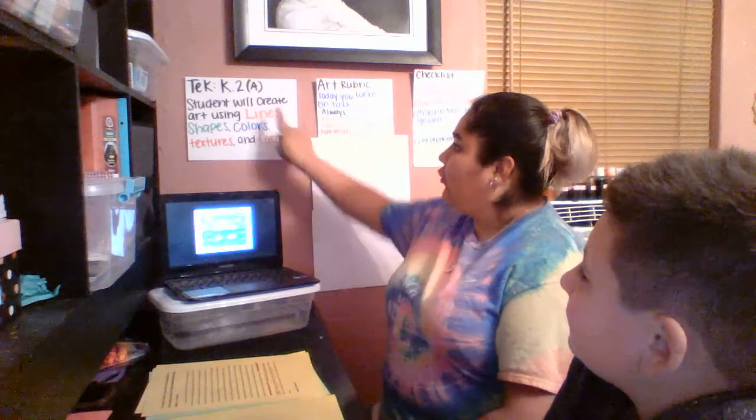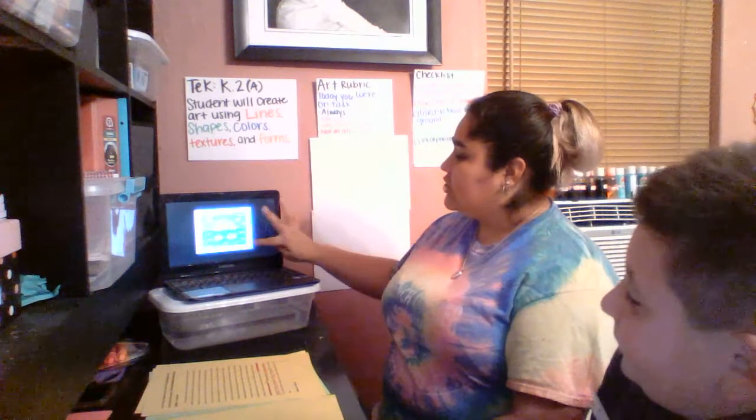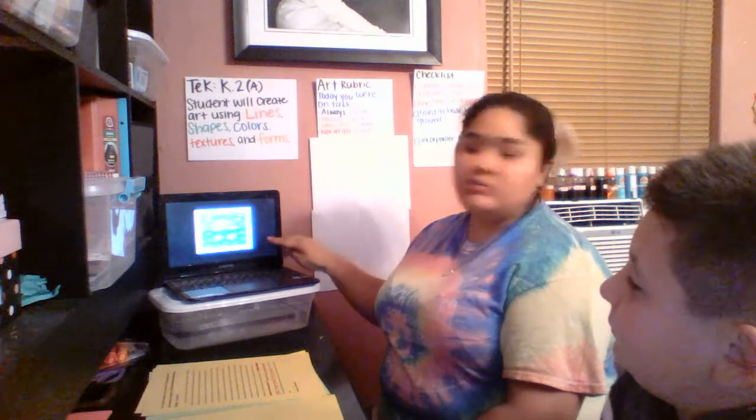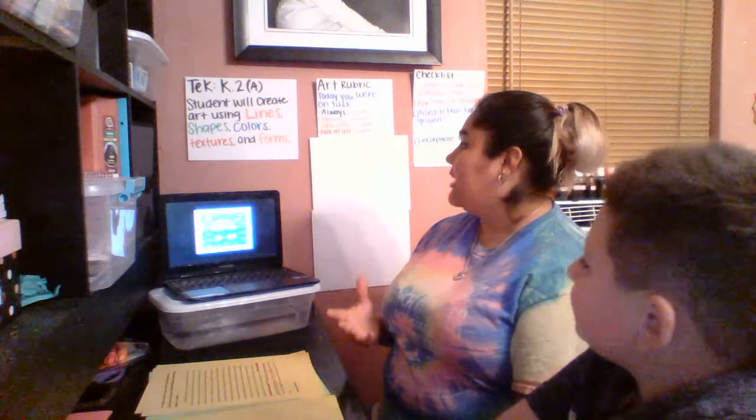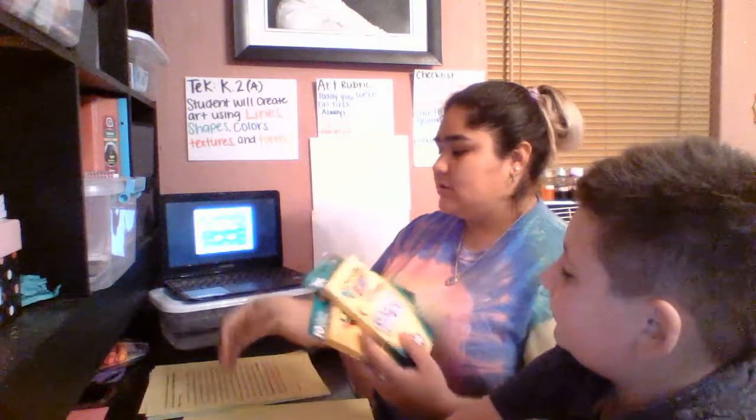Okay, so today we're going to create art using lines, shapes, colors, textures, and forms. So just like James Rizzi here, I want you to draw a picture of a boat and give it some lines, shapes, colors, textures, and forms. And from our video, we have some texture rubbing sheets. You know how to use those already. We have some markers and colored pencils, if you want to use those.